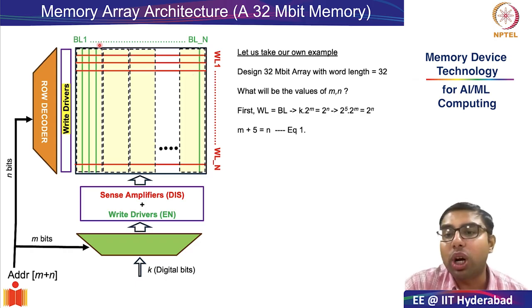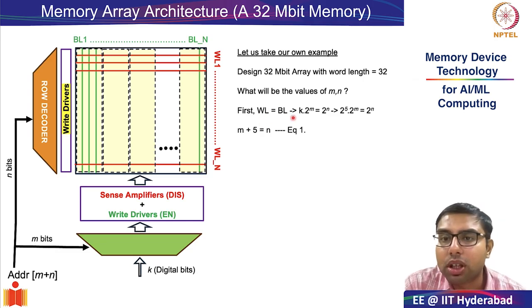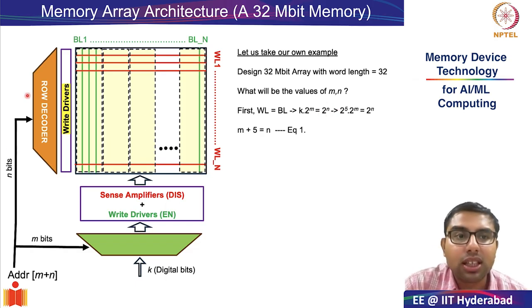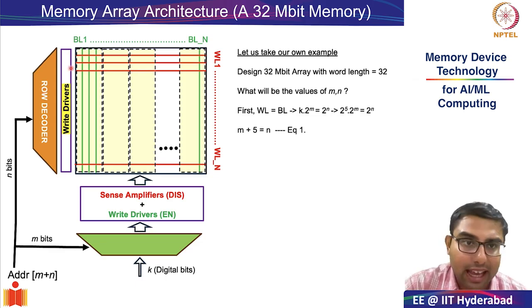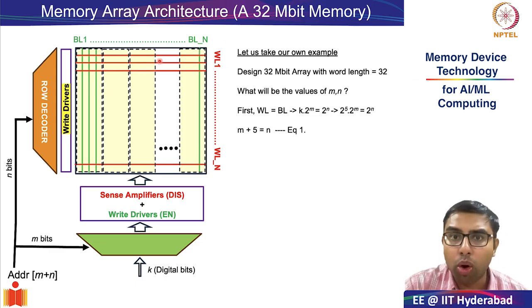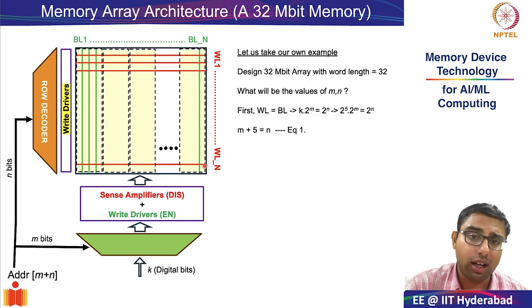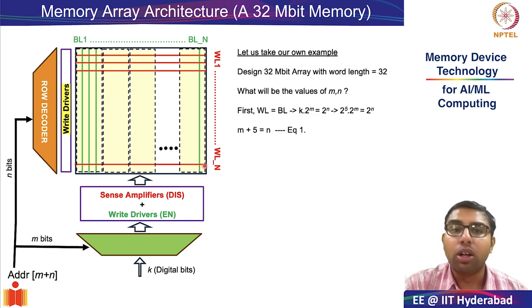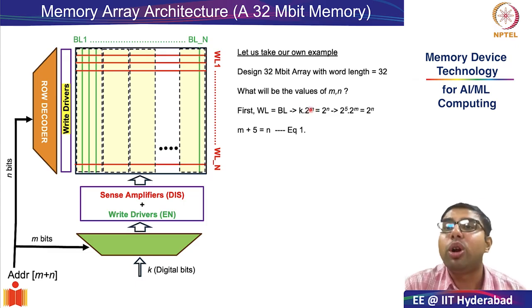the number of bit lines and the number of word lines have to be identical. This is what is indicated in this particular equation. So the number of word lines is 2 to the power of n because the input to the row decoder is n. So there can be 2 to the power of n word lines, which are indicated in red horizontal lines.